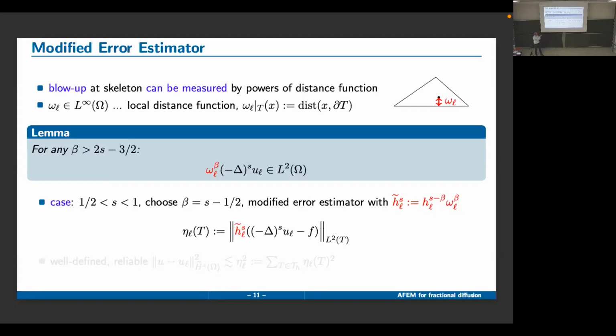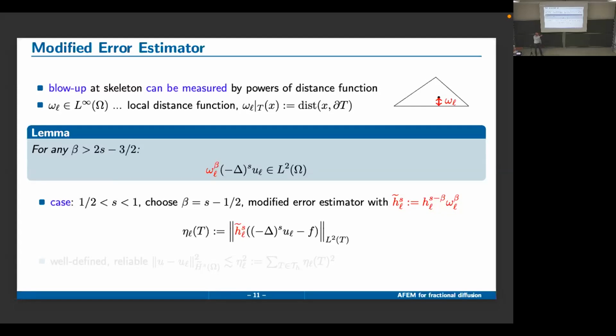Okay, so for s smaller than 1/2, you don't have to do anything there. You can take the standard estimator. So for s bigger than 1/2, for example, you can choose this parameter beta to be s minus 1/2 and define a modified estimator where we just modify this h weight. We take, instead of h_l to the s, h_l to the s minus beta. And this minus beta will be done on the beta power of the local weight function.